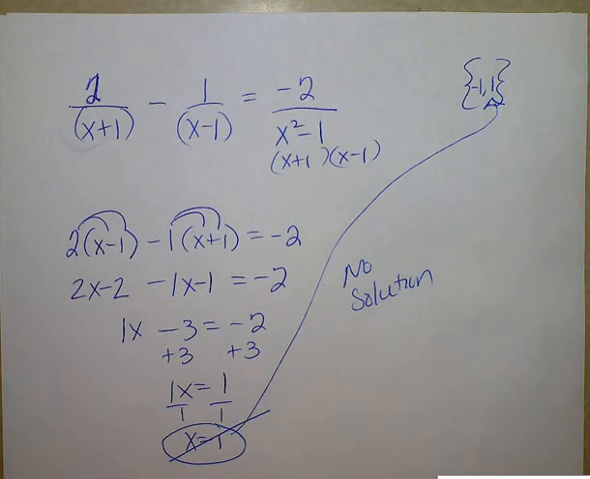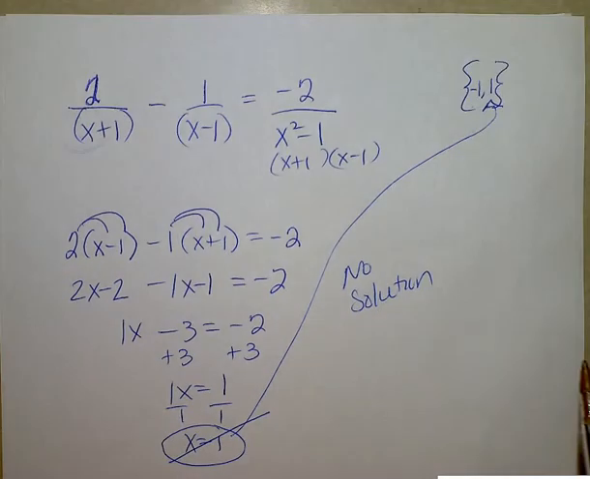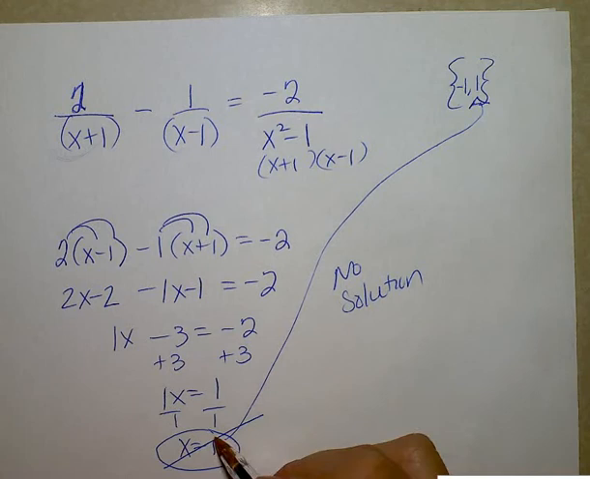I achieved an answer of x equals 1, but when I checked with the excluded values, that was one of the excluded values. So I have to cross it out, meaning there's no answer, so I write down no solution. Okay, we're going to go on. We have 2 left. Here's the next problem.